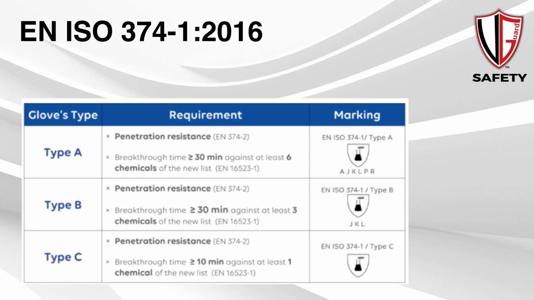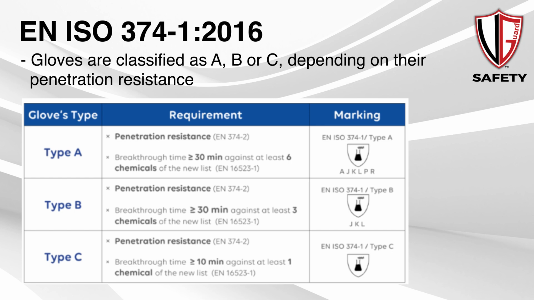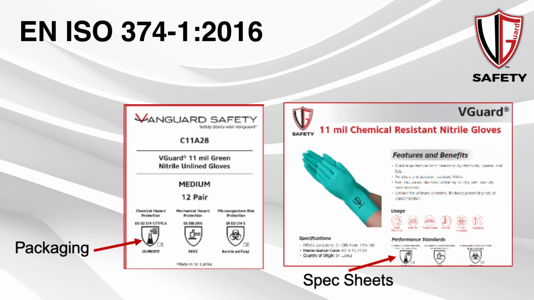There is 1 pictogram and 3 types of gloves. Gloves are classified as type A, B, or C. The type, requirement, and marking is seen on screen. You can reference the pictogram on the packaging as well as the spec sheets for all V-Gard chemical resistant gloves.